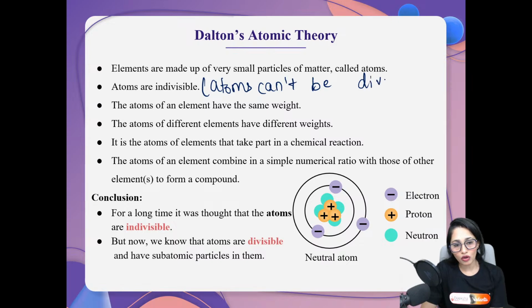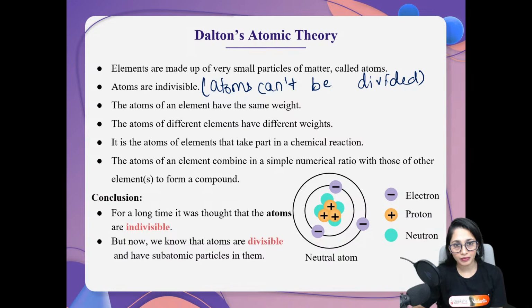The atoms of an element have the same weight. If atoms belong to the same element, for example iron, iron atoms will have the same weight, all the iron atoms. The atoms of different elements have different weights. Both of these are correct. It is the atoms of elements that take part in a chemical reaction. This is also right.